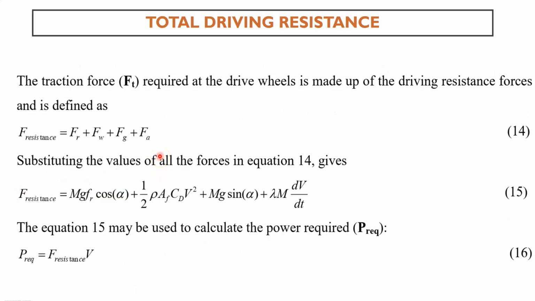Next is total driving resistance. The tractive force F of t required at the drive wheels is made up of the driving resistance forces and is defined as F resistance, the sum of the rolling resistance, aerodynamic drag, grading resistance, and acceleration resistance. So substituting the values of these, we will get the net resistive force. So the required power P will be equal to the resistive forces into velocity.